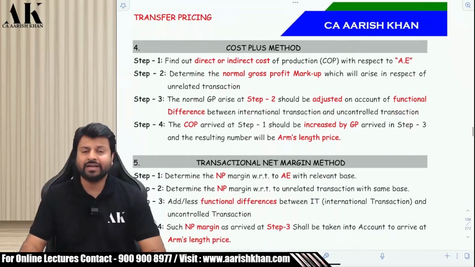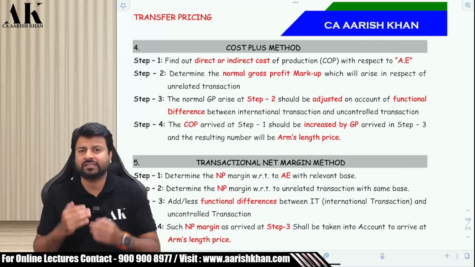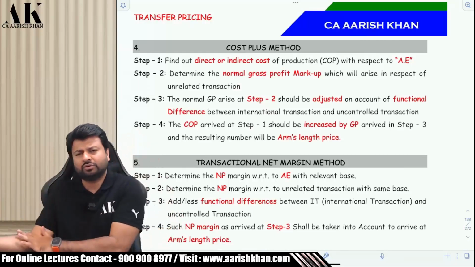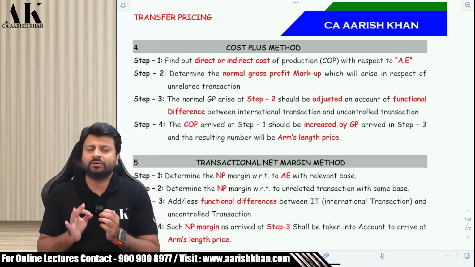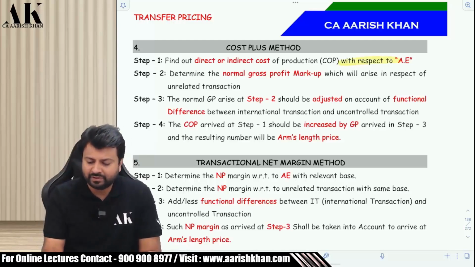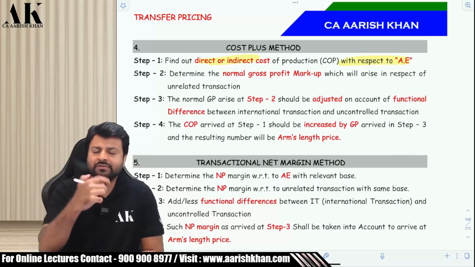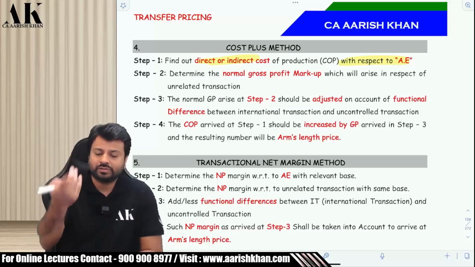Okay, now the next one, the cost plus method. What happens in this method? Let me give you a background of this. Suppose I am selling some goods to my associate enterprise, and I am also selling some goods to an unassociated enterprise, that is, a third party. First of all, I am supposed to find out the cost associated with my associate enterprise. That is my first step. When I am selling goods or providing services to my associate enterprise, what is the direct and indirect cost in respect of that? So that is my step 1.